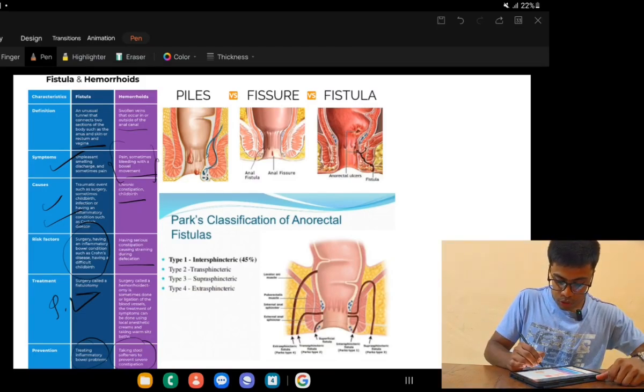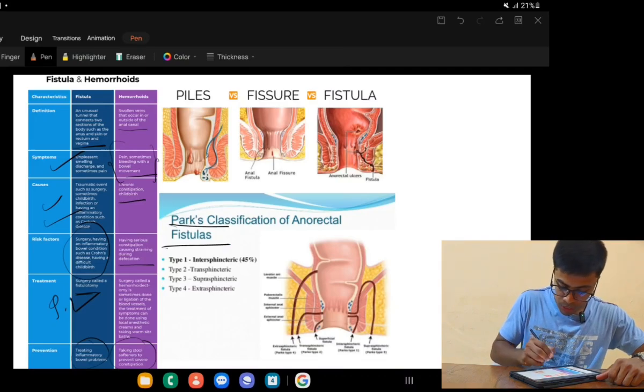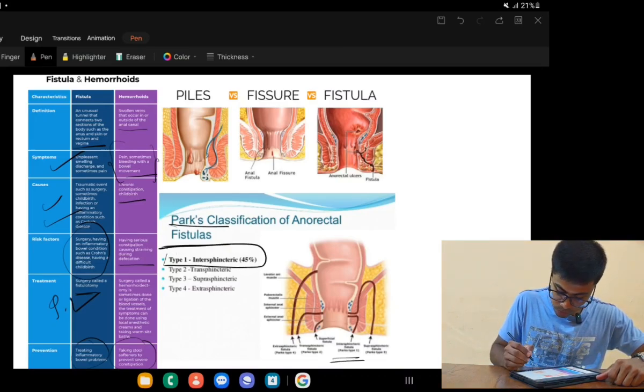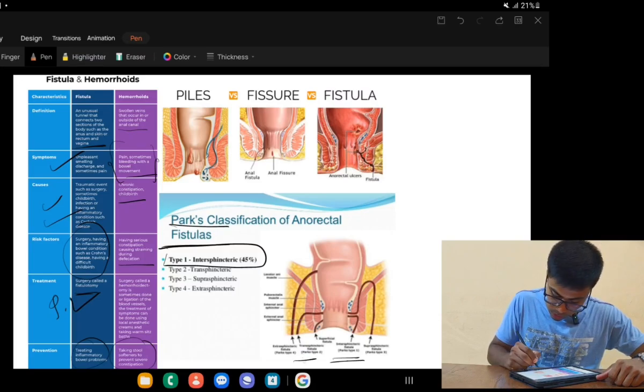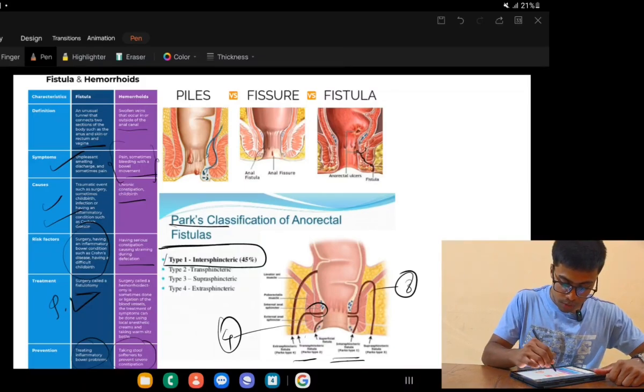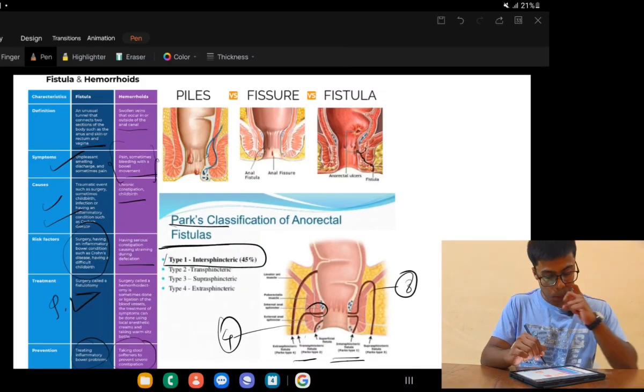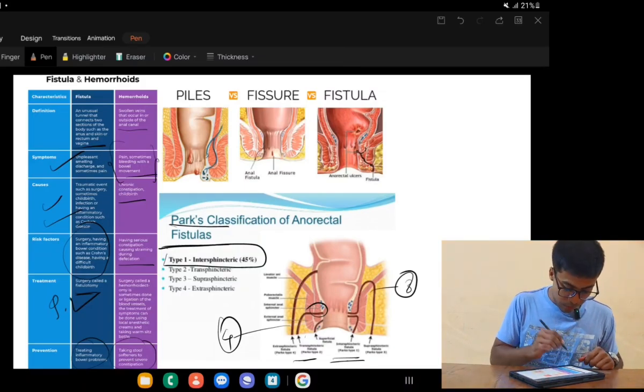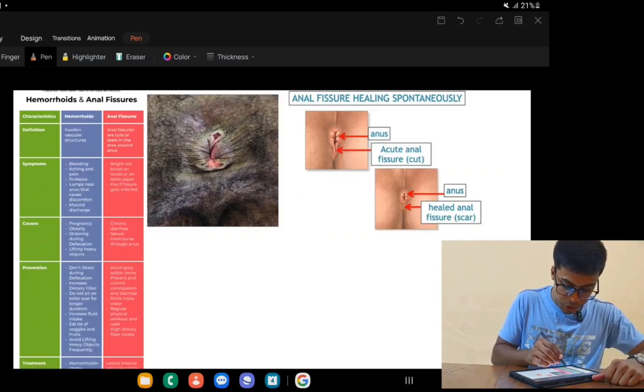Now Parks classification of fistulas, this can be asked. Type 1 is intersphincteric, type 2 is transsphincteric, type 3 is suprasphincteric, and type 4 is extrasphincteric. So you should know this classification also. Fissure, fistula, these are the differences. By image only you can know the differences. Now next, hemorrhoid versus anal fissure.